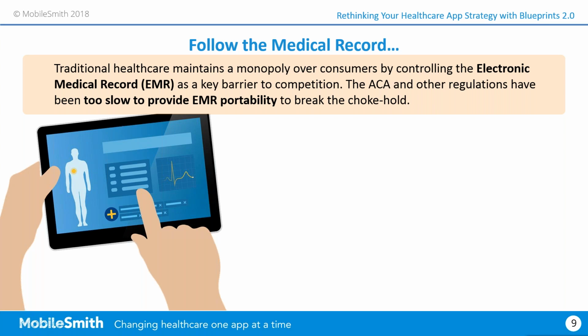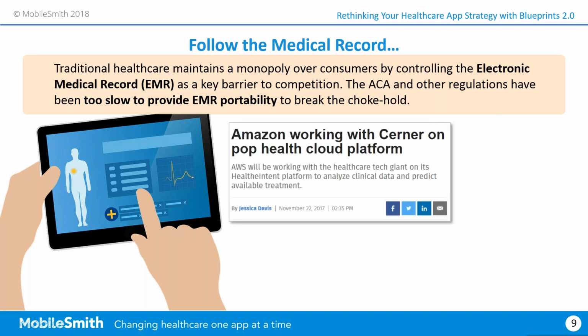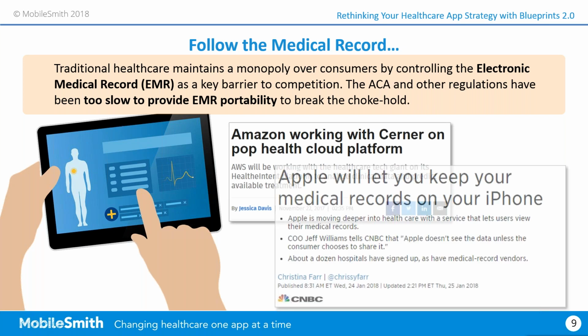So the lack of portability of patient records was a key barrier to competition. Now what we're seeing is Amazon, a consumer company, working with Cerner on a population health platform, or Apple, another consumer company. They're going to let you keep your medical records on your phone. So you're going to have full portability of your healthcare records via the phone that you have in your hand. So this is really going to knock down the barriers to competition that you see because of patient records.